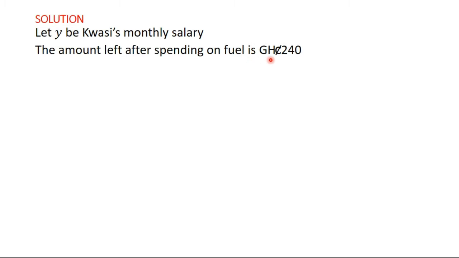Remember in the previous video, we saw that whenever you have something like this, what has been given to you in the question, you find that in terms of fraction, then you equate it to that. Here, what has been given to us is the amount of money left after spending on fuel. We know that to be 240 Ghana cedis. So you find the amount of money left after spending on fuel in terms of fractions, then we equate that to this. So let's begin.